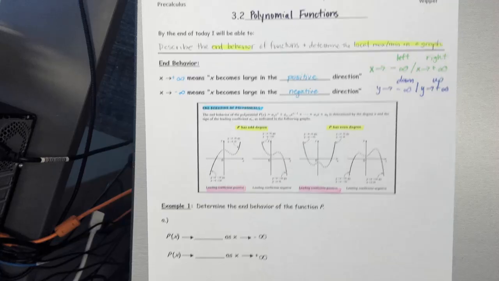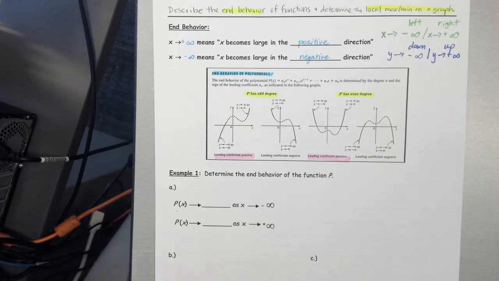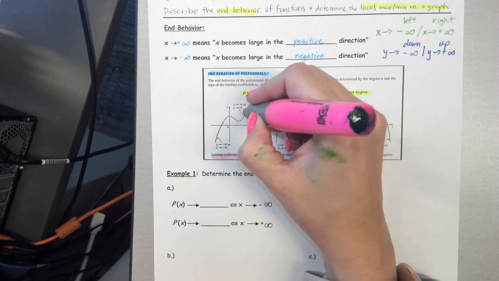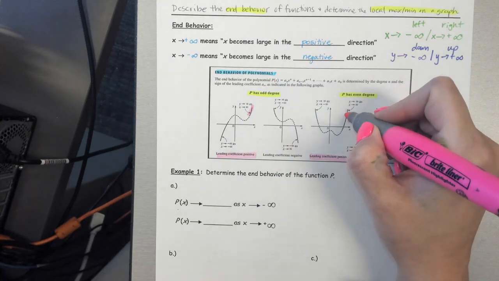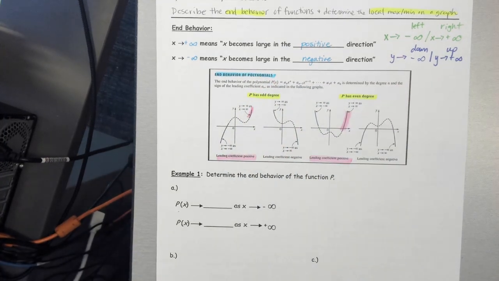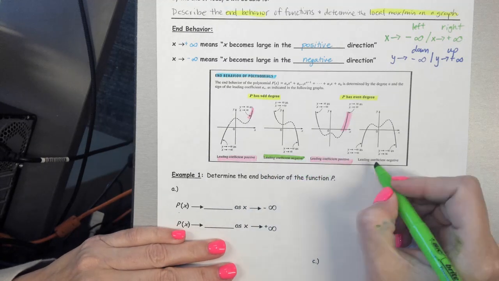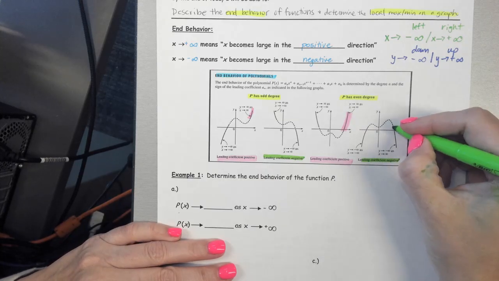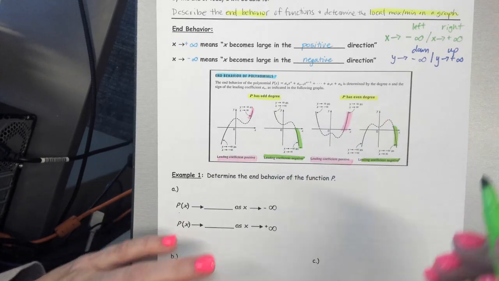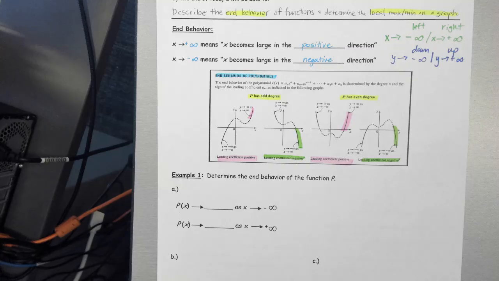So if the leading coefficient is positive, let's look at both of these graphs. Both of these graphs on the right side, can you see that this is going up on the right and up on the right? And then for the negative leading coefficient, it's going down on which side? That's still on the right side. So it's always about the right.